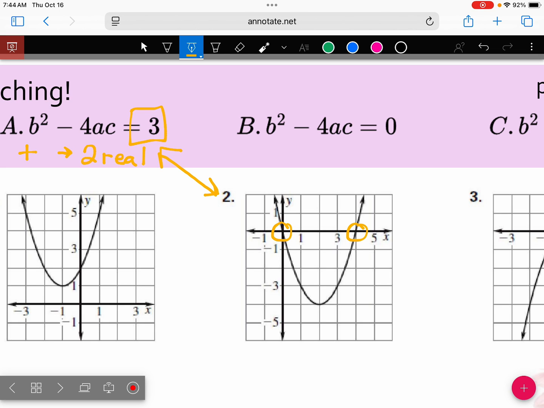And how many solutions does it have? 2 real solutions. So this kind of takes up a lot of space, but it's just matching.